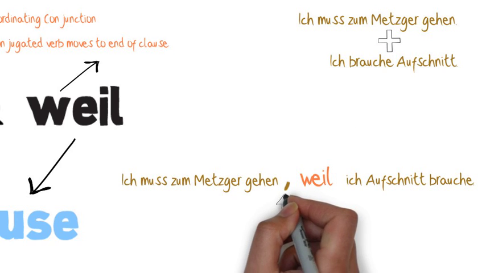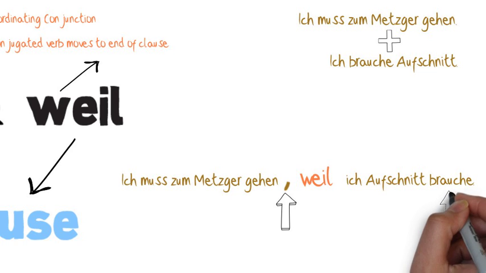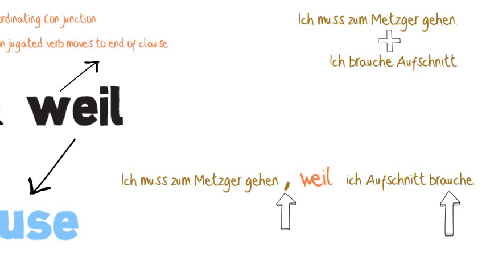Weil means that the conjugated verb will move to the end of its clause. It's no longer next to the subject. Notice that brauche is all the way at the end. But it's still conjugated the same way. So notice that there's a comma separating the two clauses, and also notice that brauche has changed position but not conjugation.